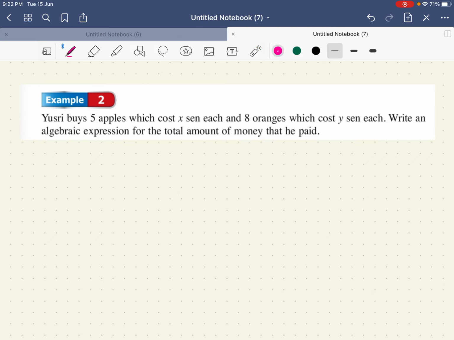Okay, Yusri pergi kedai, beli 5 biji apple. Okay, 5 biji apple, harga sebiji X sen. Bukannya harga kelima-lima tu, harga sebiji apple adalah X sen. Tak tahu berapa sen. Dan dia beli 8 biji oren Y sen. Pun tak tahu berapa sen.